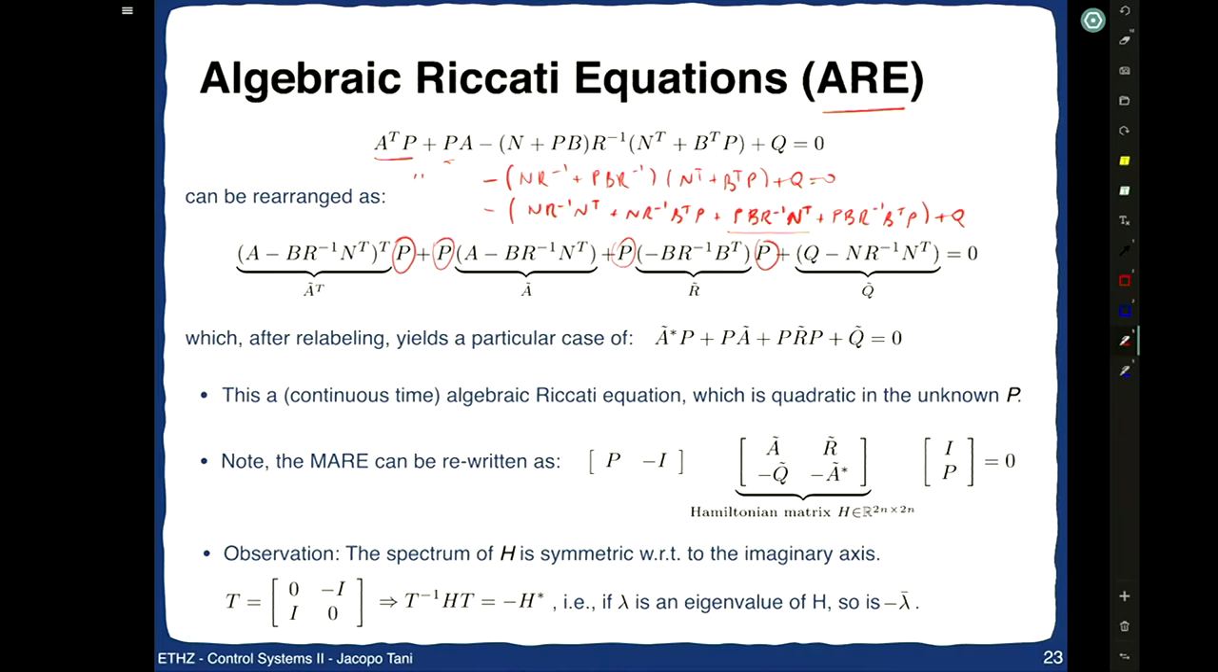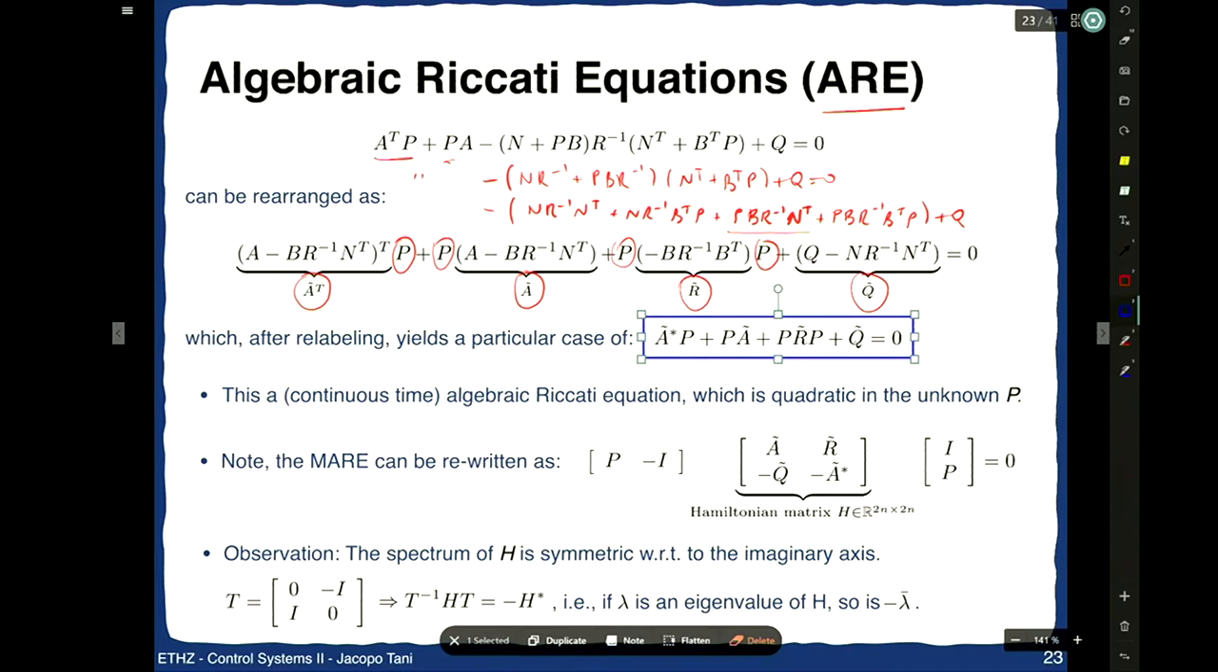So if we organize all these terms and relabel them, we call this big mess A tilde, transpose this other big mess A tilde, this is R tilde, and this is Q tilde, we get the standard form, or at least a particular case of the standard form, of the algebraic Riccati equation. So, what can I say about this? This is a continuous time algebraic Riccati equation.